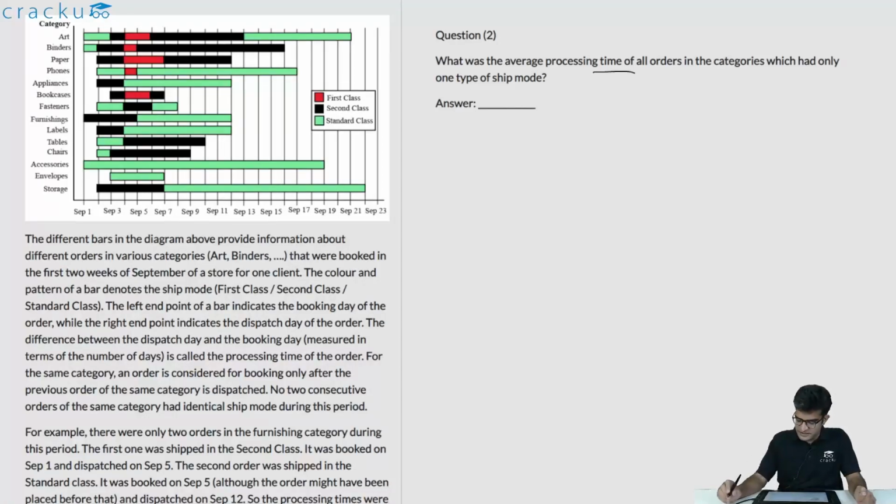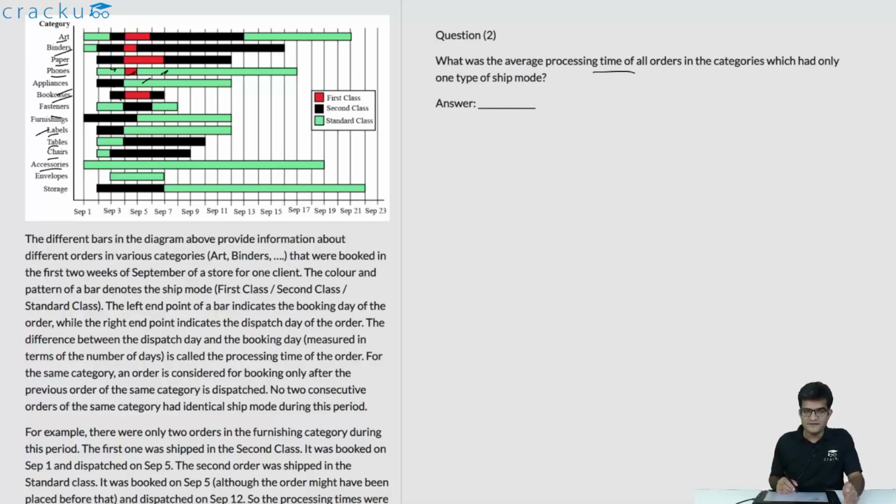What is the average processing time of all orders in all categories which had only one type of ship mode? If you are looking at all the categories which had only one type of ship mode, let us first accumulate what they are. It is not art, it has 5. It is not binders, it also has multiple. It is not paper, it is not phones, because phone also has 1, 2, 3. Appliances has 2. Bookcases has 3. Fasteners has 3. Furnishings also has 2. Labels has 2. Tables has 2. Chairs has 2. Accessories has only 1.